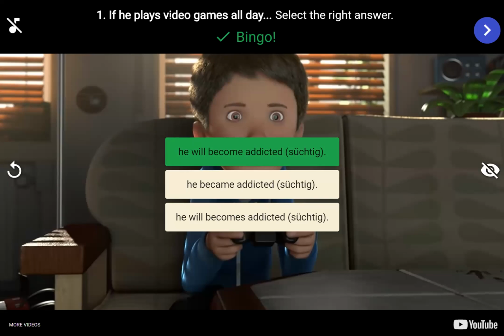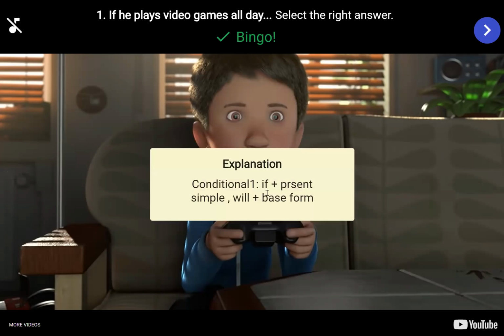Remember, after if we use present simple, and in the main clause, will and the verb. That's it. Good, very good. Continue. Next one. If present simple, and will plus base form of the infinitive.